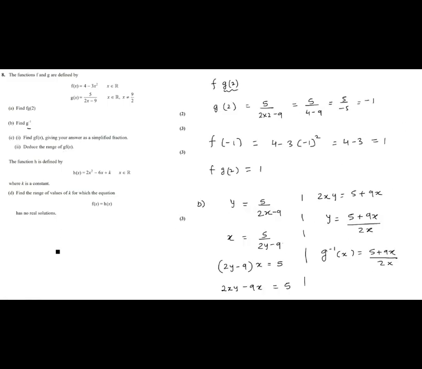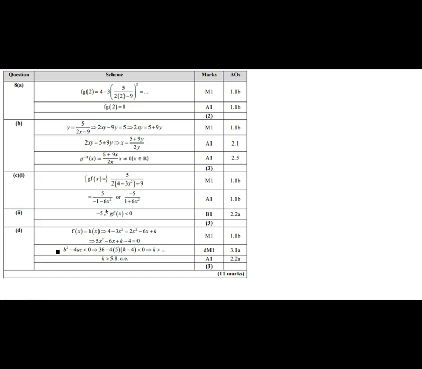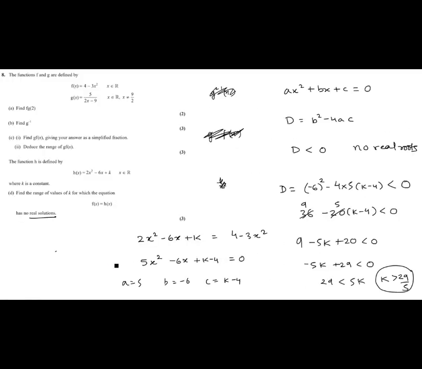Let's quickly verify. So 29 over 5 is roughly this number here. Okay.